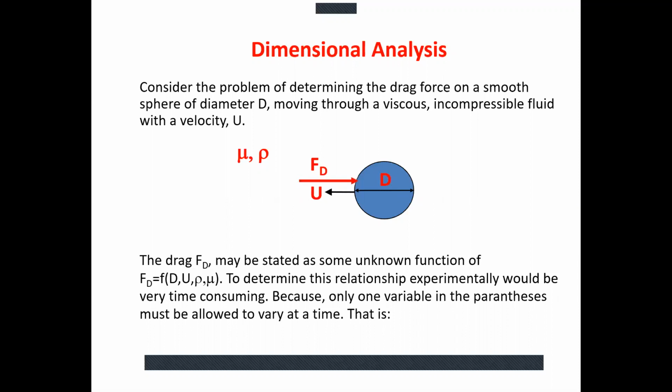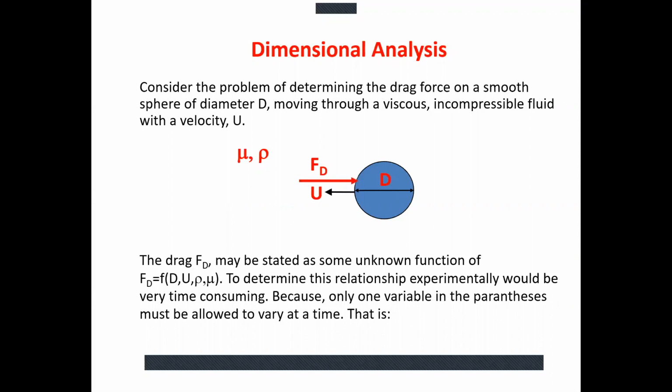Consider this problem of determining the drag force on a smooth sphere of diameter d moving through a viscous, incompressible fluid with a velocity of u, so that the drag force may be stated as some unknown function of d, u, rho, and mu. This means that the drag force in this problem may depend on diameter, velocity, density, and viscosity.